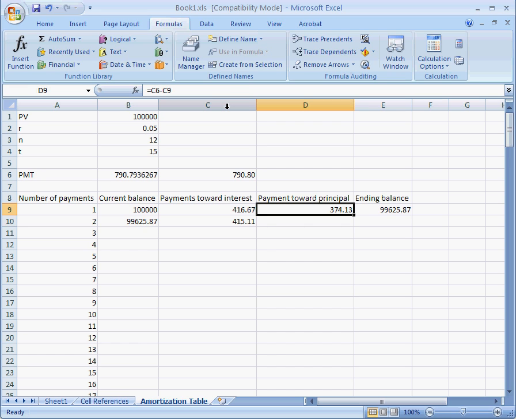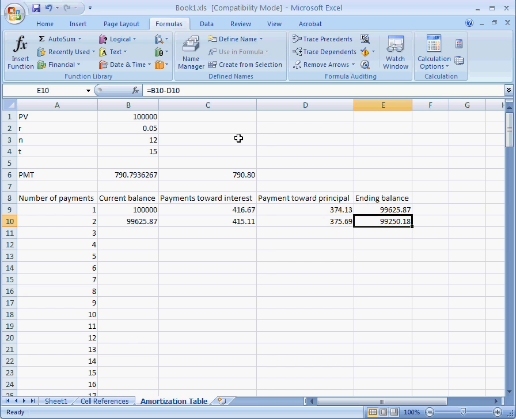The payment toward the principal, I can copy and paste this. That doesn't look right. What's going on here is C6 should have been an absolute reference. Let's make that the case. Copying and pasting this down now, we see the payment toward the principal looks right. The ending balance formula actually should continue to work.